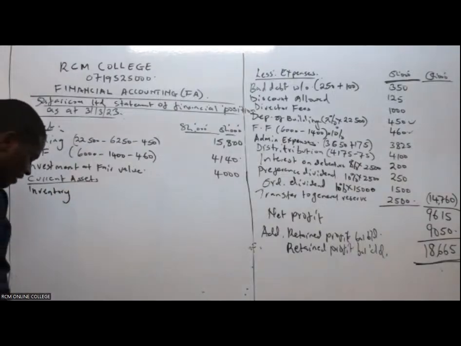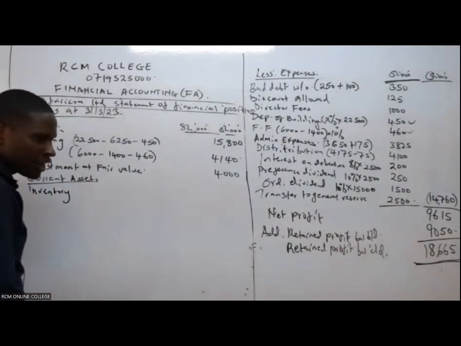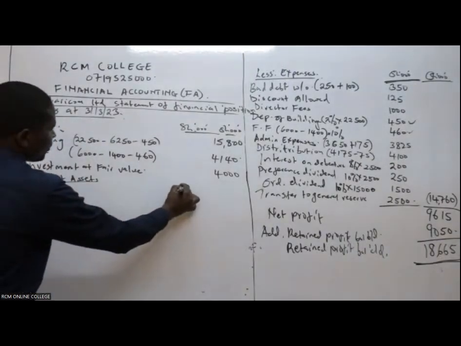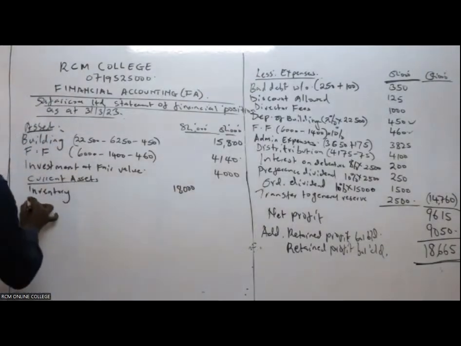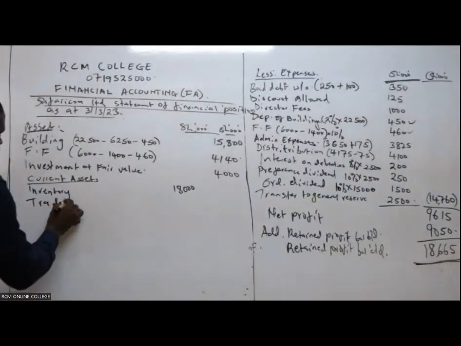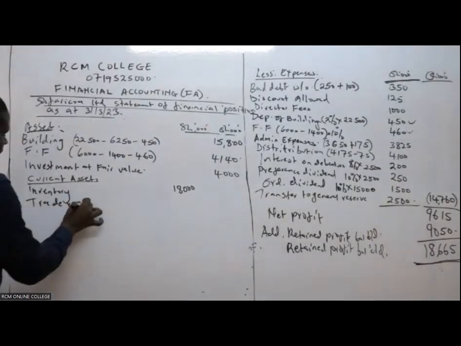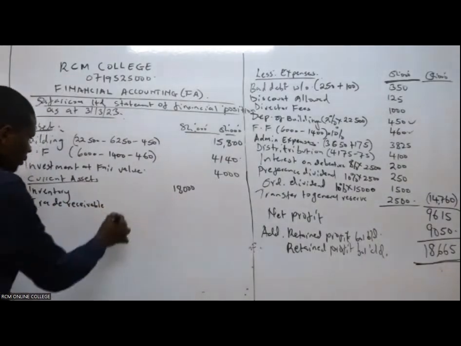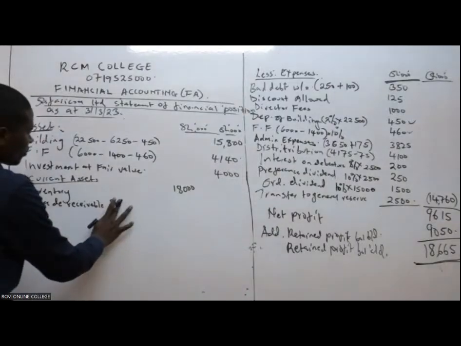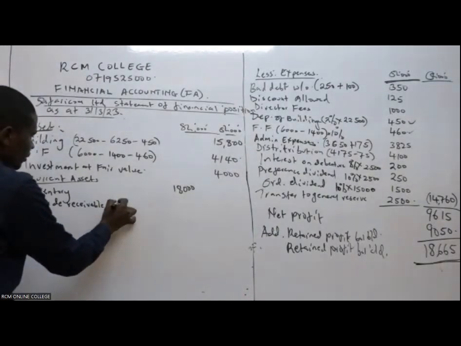Who can give me the value of our inventory? Can you see 18,000? Then we have trade receivable. Who can tell me what we reduce our trade receivable with? Which item do we reduce the trade receivable by? It was 8,250. What do we reduce our trade receivable with?